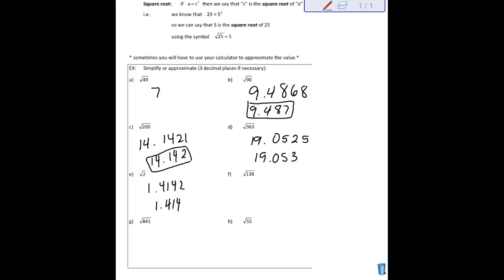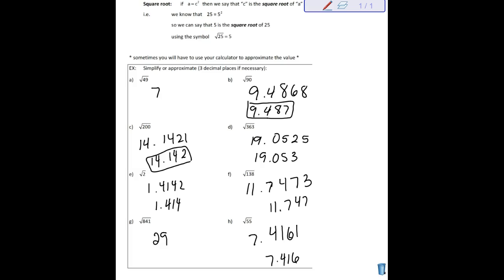How about square root of 138? You can do this. There's my silly looking 4s again. Causes me problems. 11.7473, so 11.747 is what I'm looking for. Square root of 841, that's just 29. And our last one, square root of 55, 7.4161, so 7.416.